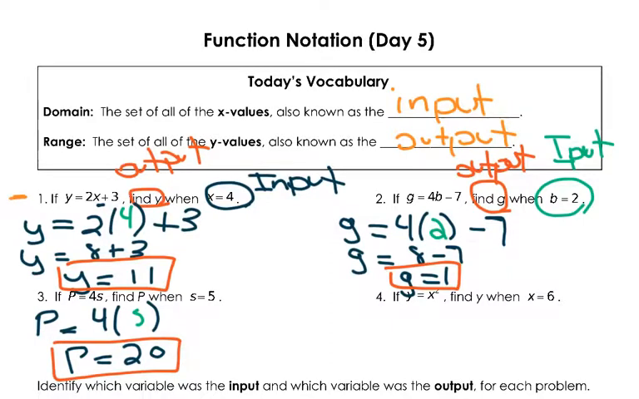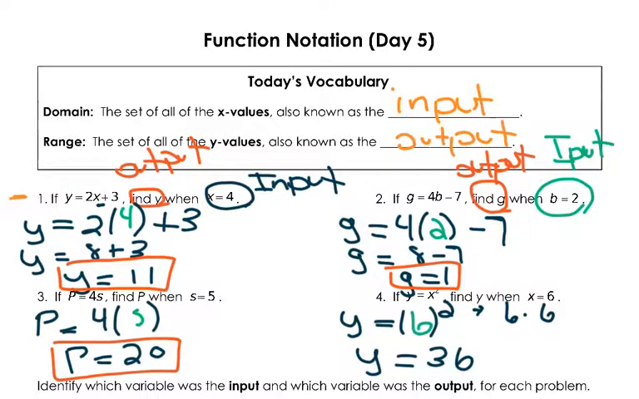And here it says if y is equal to x raised to the second power, find y when x is 6. So we write this as y is equal to, instead of x, I'm going to have 6, raised to the second power. Remember, when you're raising to the second power, you're really just saying 6 times 6. That's what that means here. So y is equal to 36.